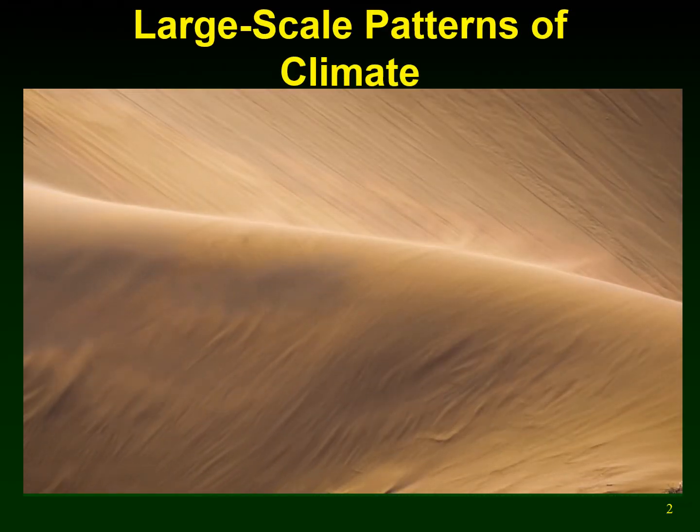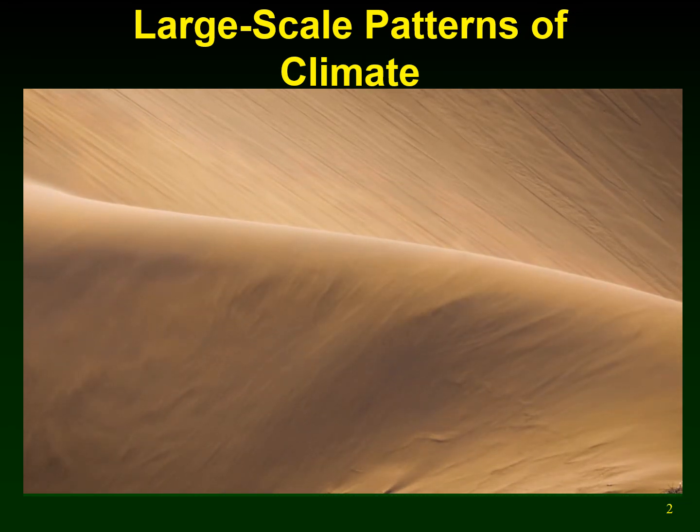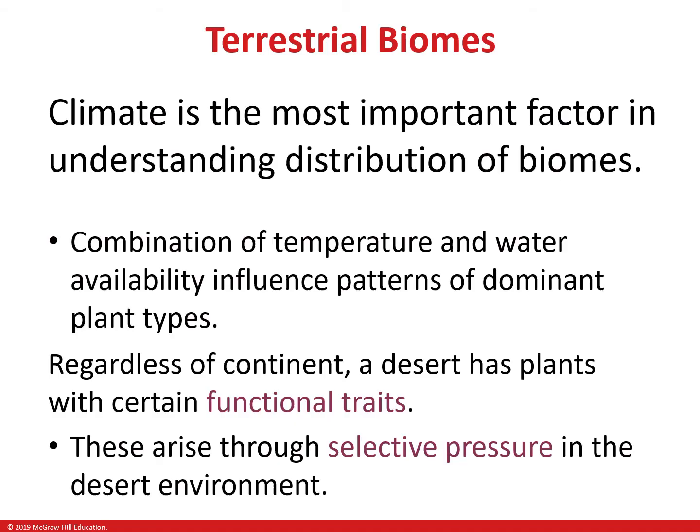And in order to understand where we find the different biomes, it's important to understand where we find the different types of climate, because climate is the most important factor in understanding the distribution of biomes. The combination of temperature and water availability is going to influence where the plants are, and where the plants are is clearly going to influence where the animals are, what their habitat is, what their food is.